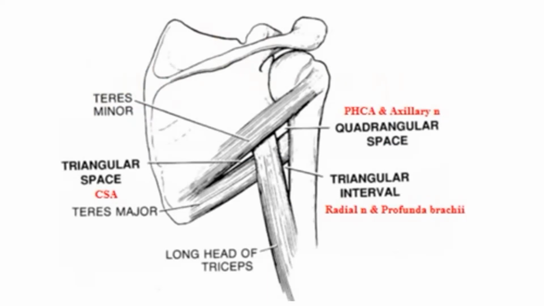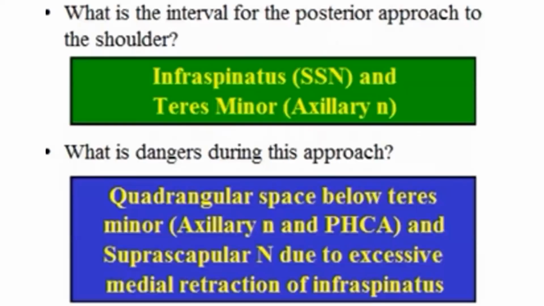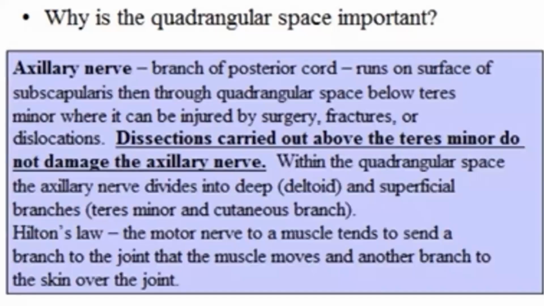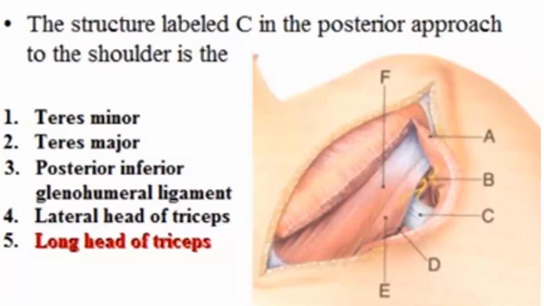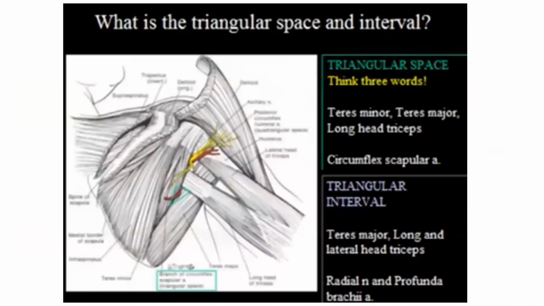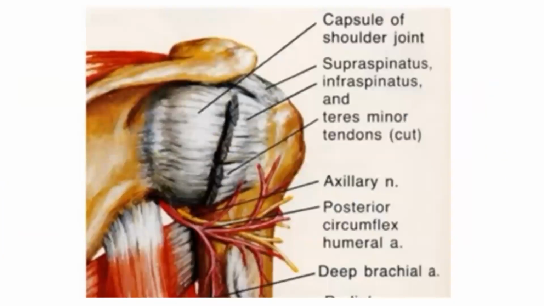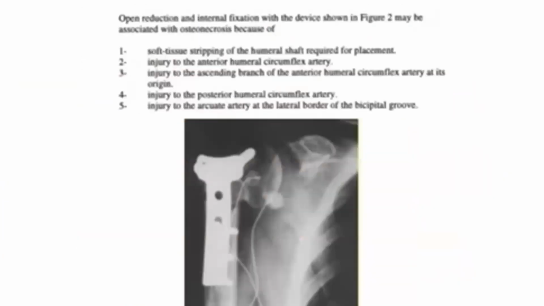These are questions we always ask. What is the interval for the posterior approach to the shoulder? And you have to know this. I wouldn't go through it. Okay, why is the quadrangular space important? You have to know because you could damage the structures while doing surgery. You have to know which structure is in it. You have to know the anatomy. Okay, so this is it. Let me see if there's anything else I would like to say.